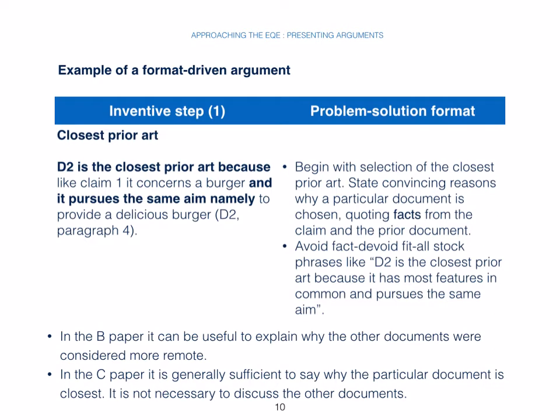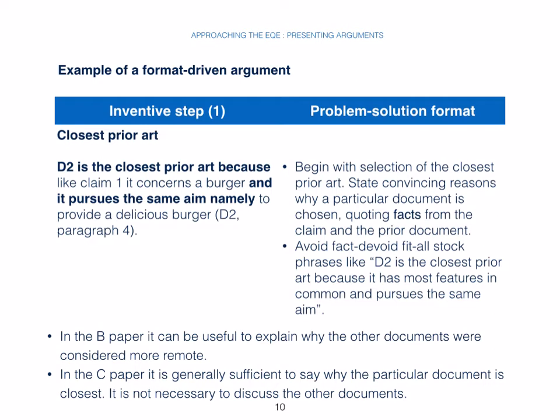Let's go through the arguments where I have taken the notional invention of a burger for its investigation of inventive step. The first step in the problem and solution approach is the closest prior art, and here we begin the argument by stating D2 is the closest prior art because, like claim 1, it concerns a burger and it pursues the same aim, namely to provide a delicious burger, D2 paragraph 4.